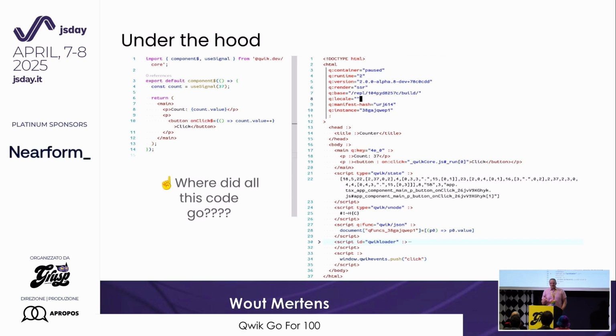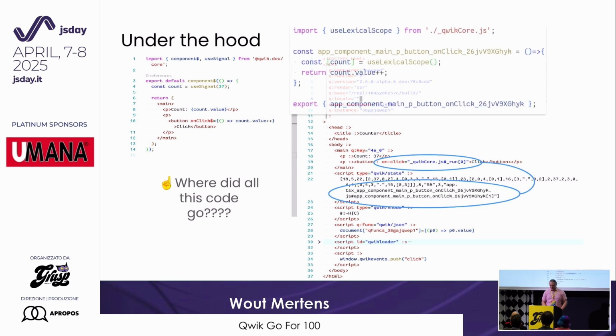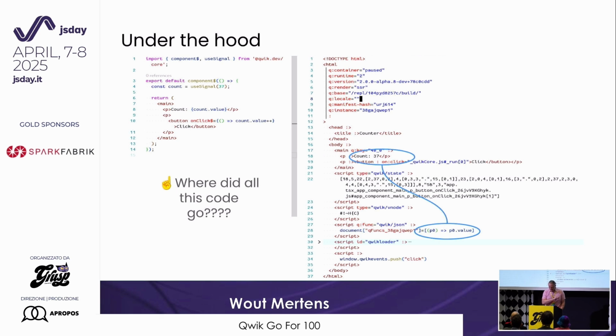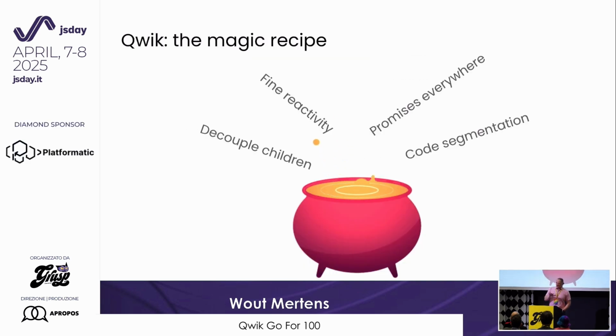But where did my component go? I had a component right there, main P. Where's the script? There's no script. In fact, this is the script. Like on click, that's the script. And also this little line here, the 37: when some signal changes, it will call this function and 37 changes. So now let's look at how this magic happens.